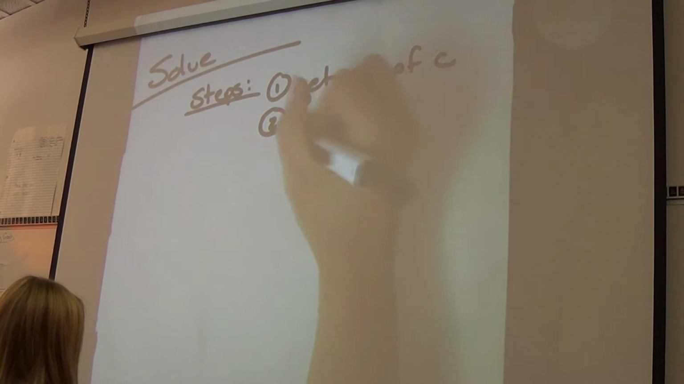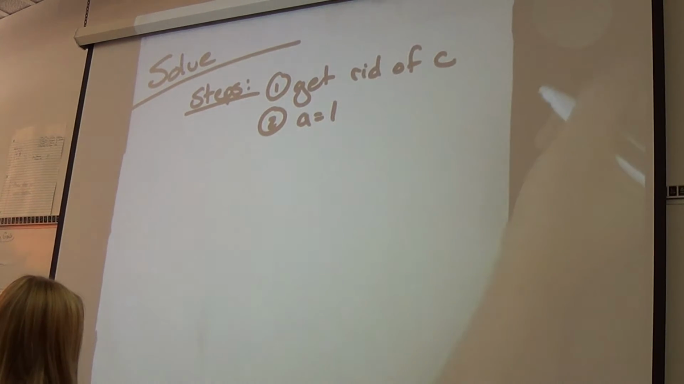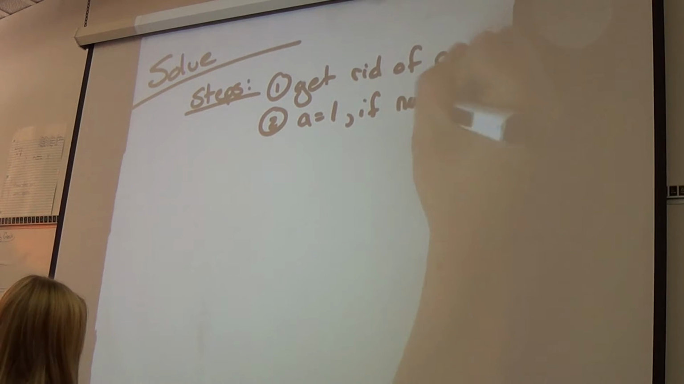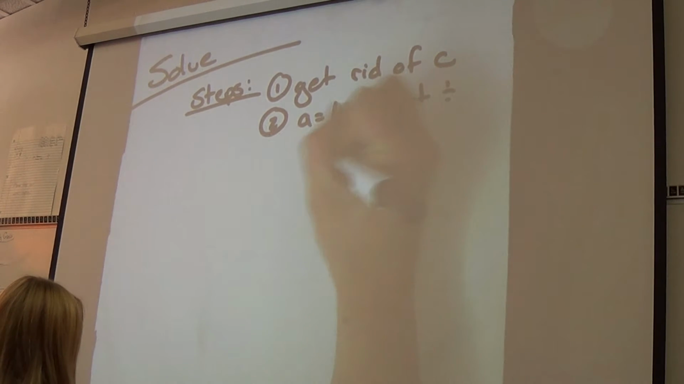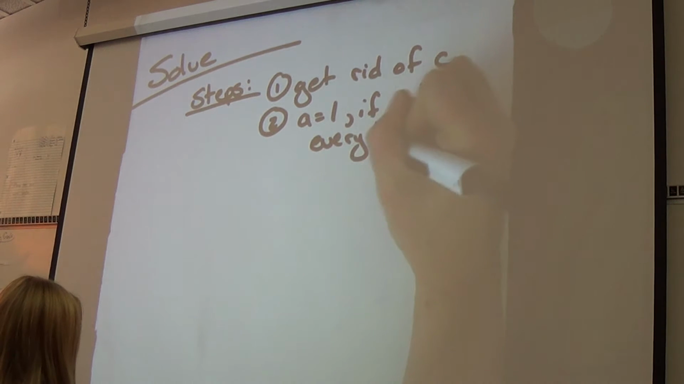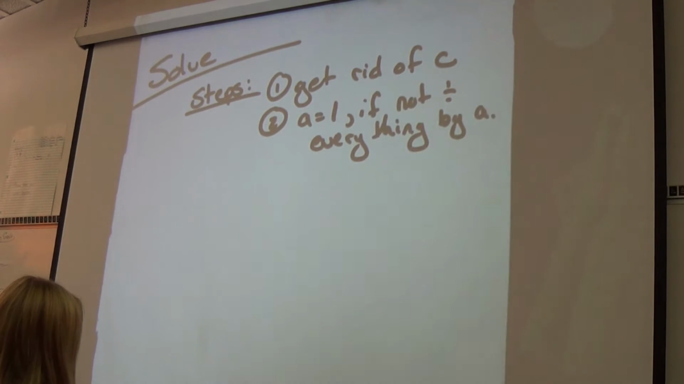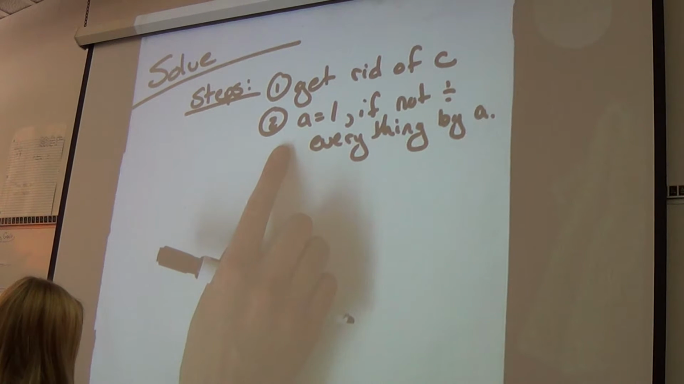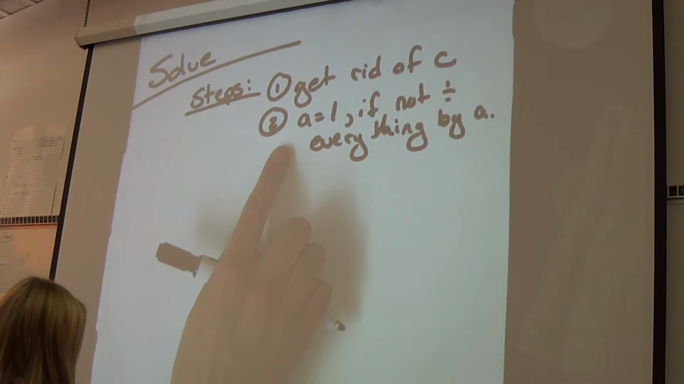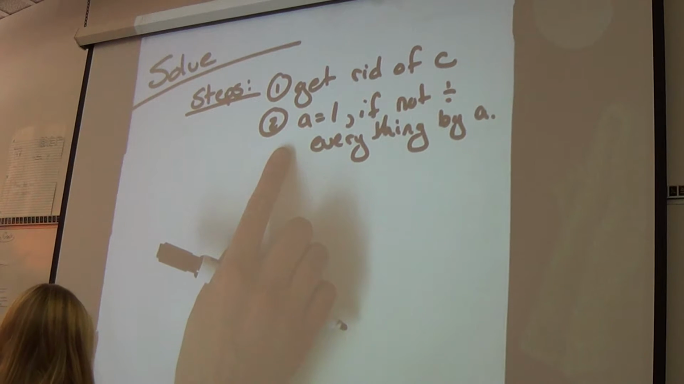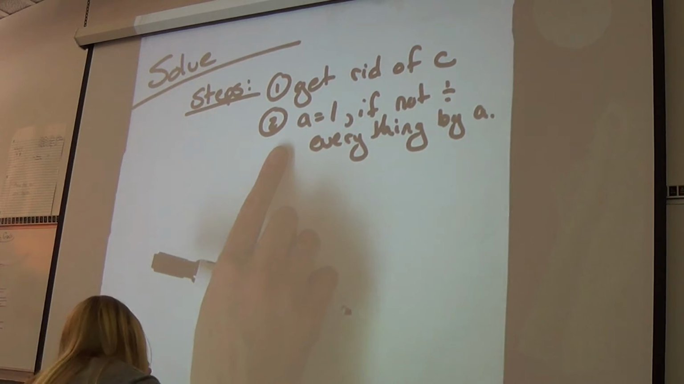Step number 2, you're going to go ahead and check that A equals 1 to start. If not, then you're going to divide everything by A. And remember, this step 2 is because of that completing the square step, right? That completing the square step, it has to be equal to 1. So you might as well fix it now before you try to go any further.